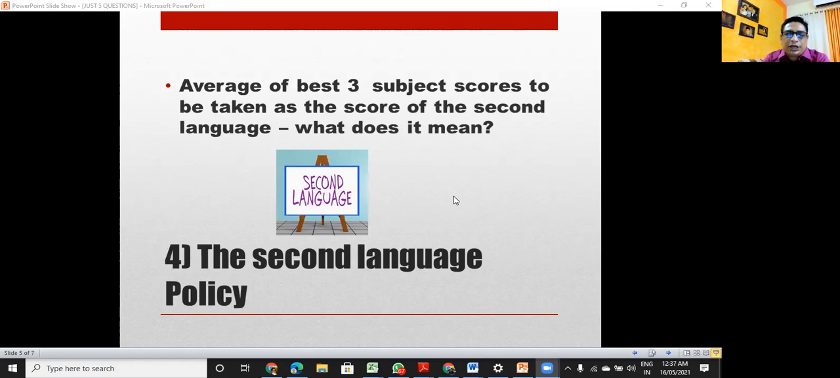Here, it is the average of 3 subjects for each individual child. For example, if my Marathi score has to be calculated, or my Telugu score, Malayalam score, or French score has to be calculated, what has to be done? You will see how much I have scored in the top 3 subjects. For example, my top 3 subjects are English, maths, and social. So these 3 subjects' marks we will take, add up, and divide by 3. That is my score in my second language. I hope it is clearly understood.